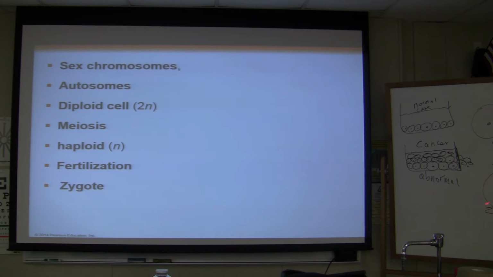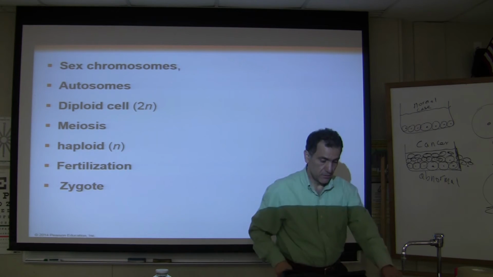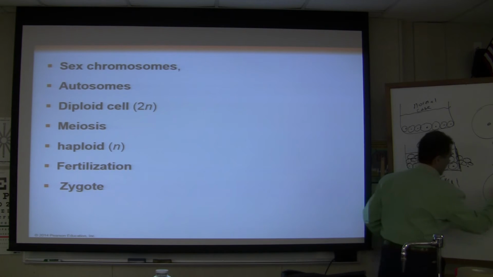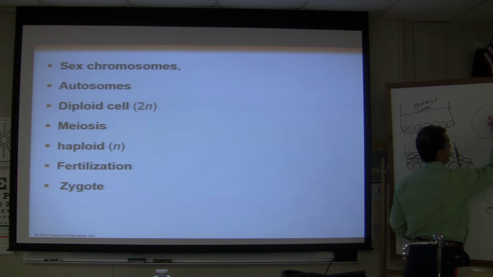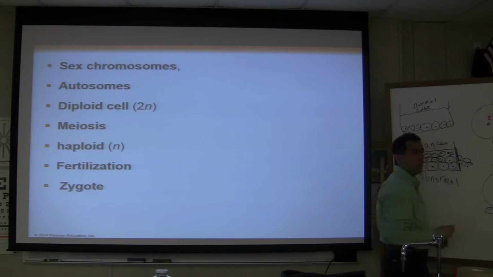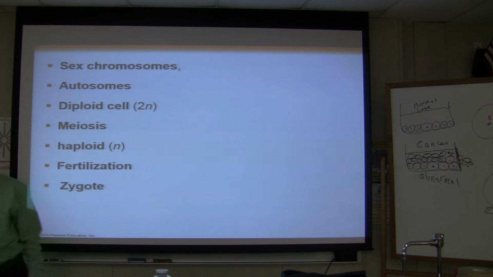Now how many chromosomes do you have? In the case of human, how many chromosomes are in the zygote? 46. 23 plus 23 is 46.